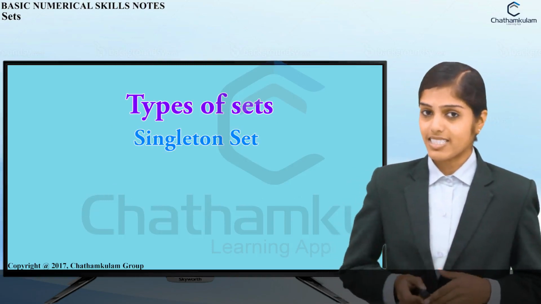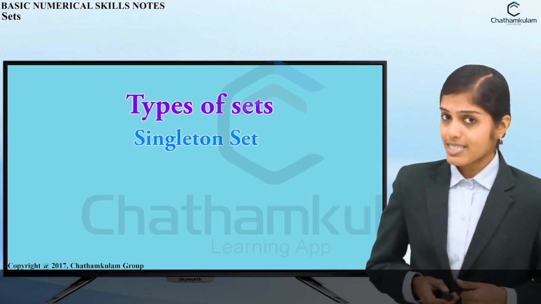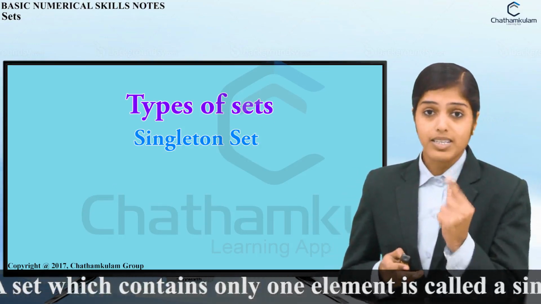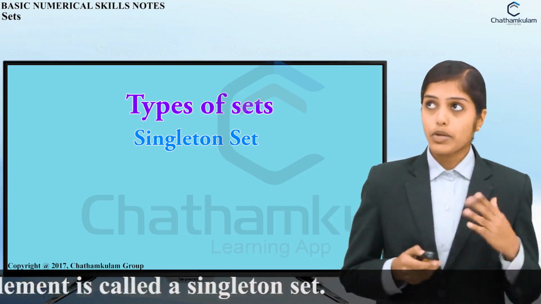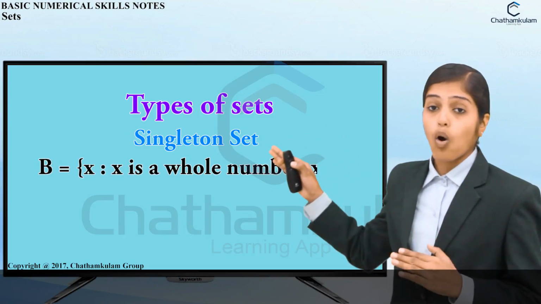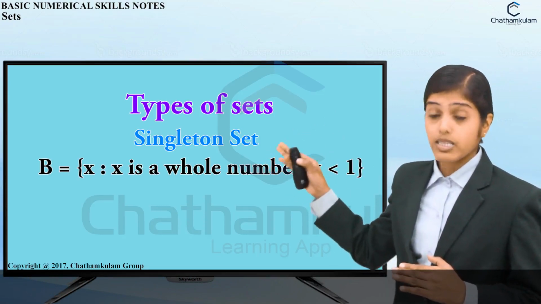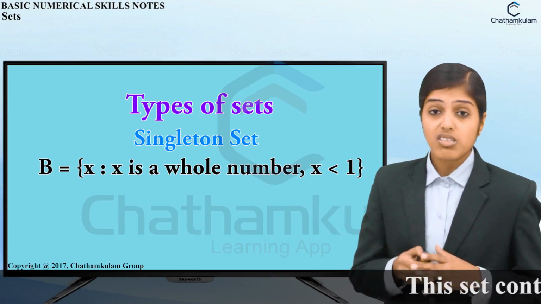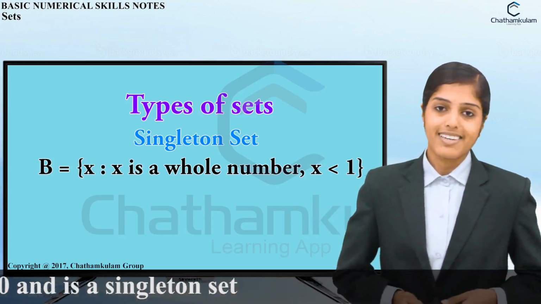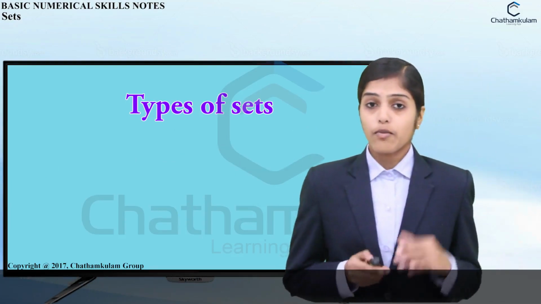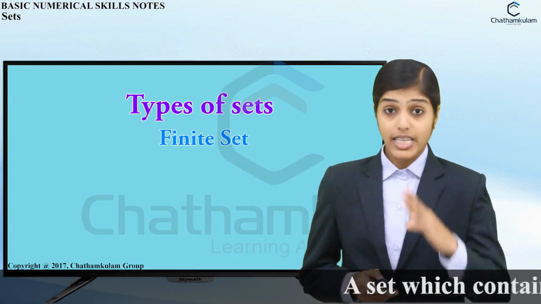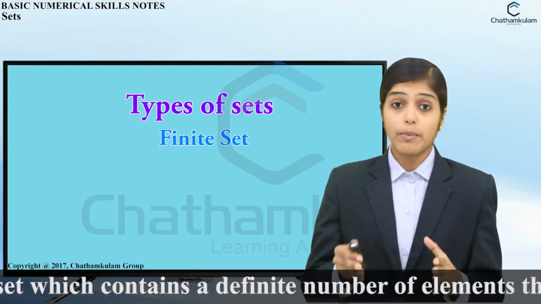Next, singleton set. So what do you mean by singleton set? That is, a set which contains only one element is called a singleton set. For example, B = {x such that x is a whole number and x < 1}. So this set contains only one element, that is 0, and is a singleton set. Okay. Next, finite set. So guys, what do you mean by finite set? A set which contains a definite number of elements.